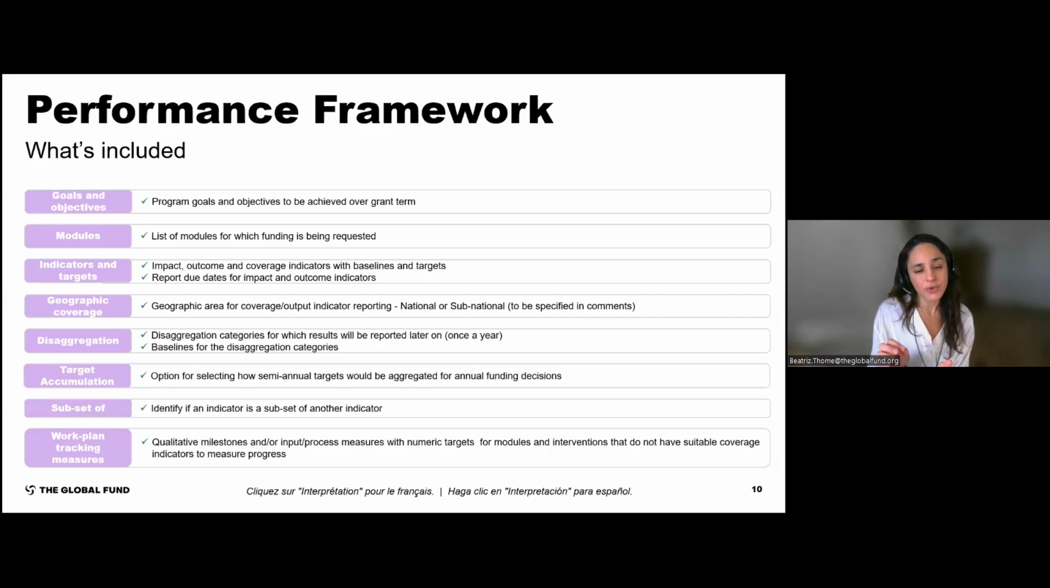You can choose whether an indicator is a subset of another indicator as part of what's included in the performance framework. And again, you have a specific sheet for the work plan tracking measures where you add qualitative milestones as well as the different criteria in order to deem these milestones achieved or not. So you have your own dedicated work plan tracking measures tab in the performance framework, which will also be used for grant performance assessment. Next slide, please.